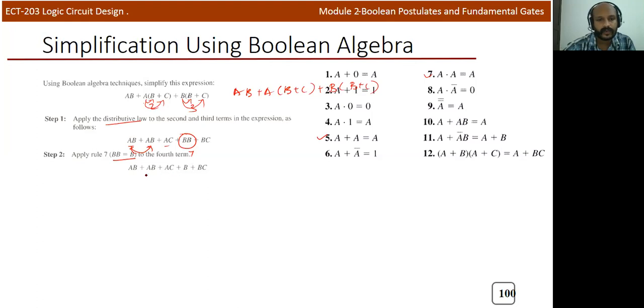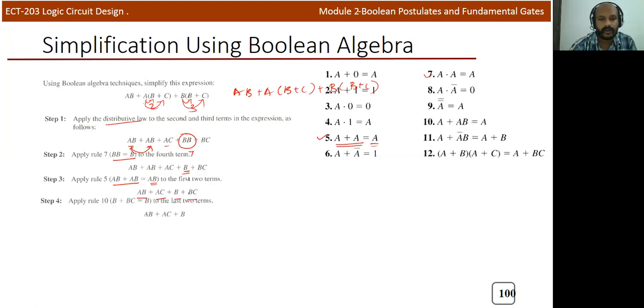Okay, so you'll get another expression. So you can simplify B into B is equal to B. And in step 3, I already mentioned AB plus AB, which is equal to AB. That is rule number 5. Same variable, we are performing the OR operation, you'll get exactly the same. So now your expression is AB, AC, B plus BC.